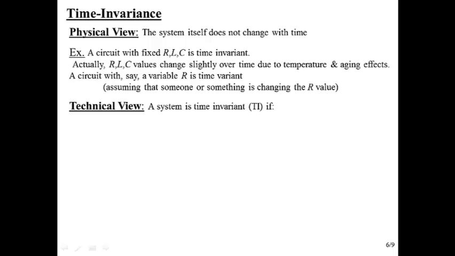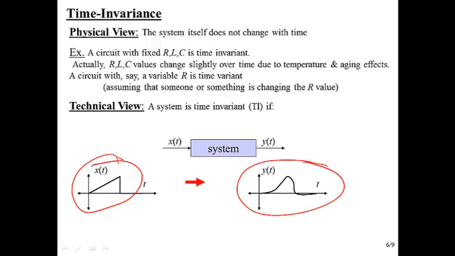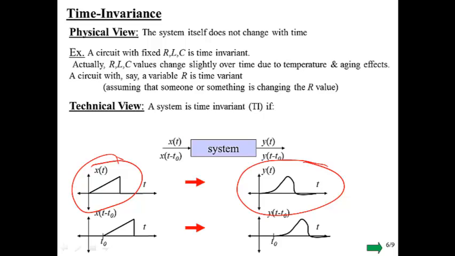So another way to think about it, though, a more technical view, is we say that a system is time invariant if we apply some signal, say x of t, and we get some output y of t. Now the next step is to move the x of t to start at some other time. So now we're moving it from starting at 0 to starting at t0. So we've shifted the input. If the system is time invariant, then the output does nothing more than just shift the same amount.